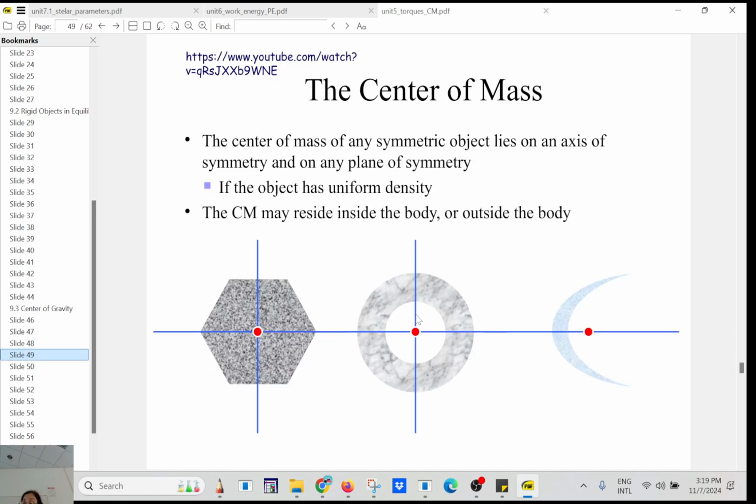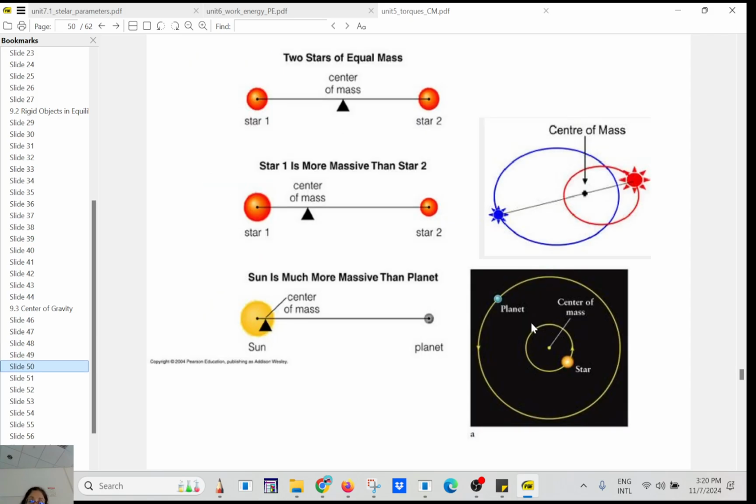Okay, so a center of mass doesn't have to be inside the object. It could be outside, like here, right? So for example, when you have two stars, the center of mass will be in between. But if you have something very heavy, like the sun, and here you have Jupiter, the center of mass will be inside the sun. And even though the sun is very heavy, it's still going to wobble, right? Because of Jupiter, the sun will still be wobbling.